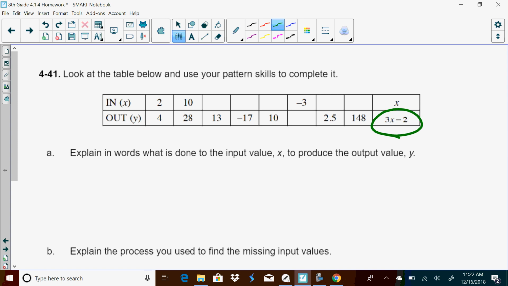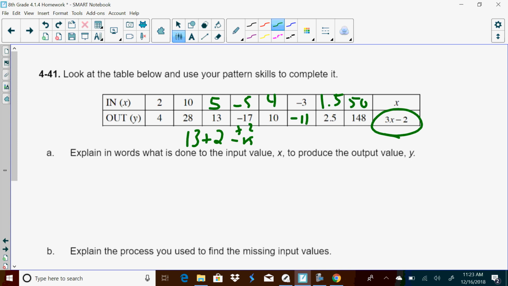In this case, I have to work backwards. For this one, 13 plus 2 is 15. 5 times 3 is 15, so that one's 5. Negative 17 plus 2 is negative 15, so this is going to be negative 5. 12 is going to be 4, because 3 times 4 is 12. This one I plug straight in: negative 9 minus 2 is negative 11. 2.5 plus 2 is 4.5, so it's actually 1.5. And then 148 plus 2 is 150, so it's going to be 50.